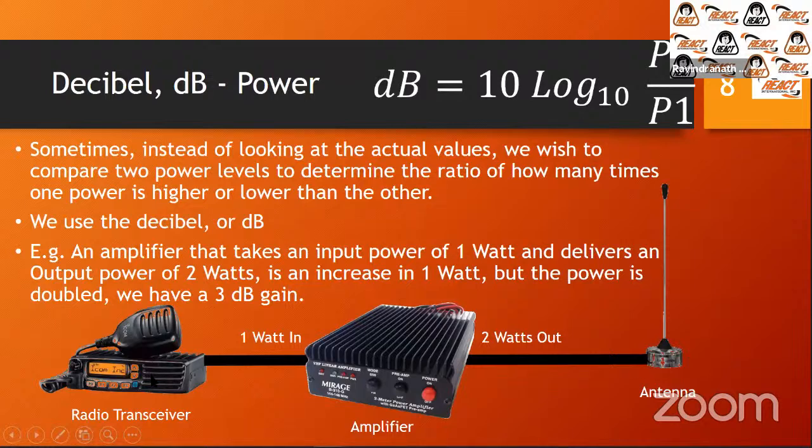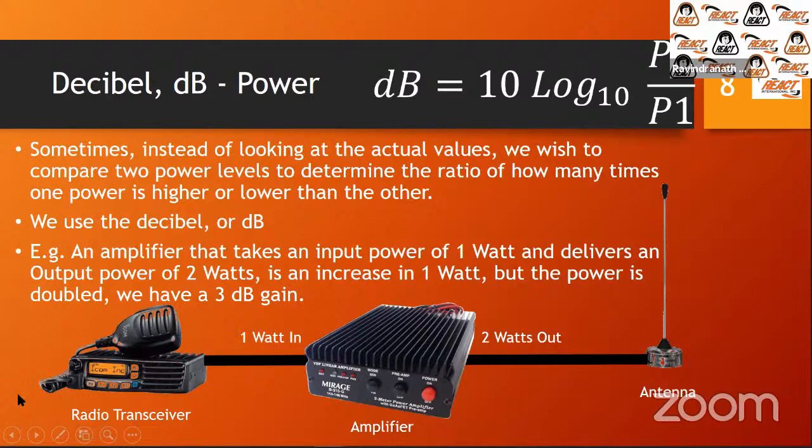So maybe your radio doesn't give all of that power and you want to use an amplifier to output a higher power. But to simplify it, we are using a 1 watt input from your radio to this amplifier, and this amplifier is going to give us 2 watts out. So that is a twice times value. It is also an increase of 1 watt, from 1 watt to 2 watts. But in terms of decibels, we can say we have a gain of 3 dB.